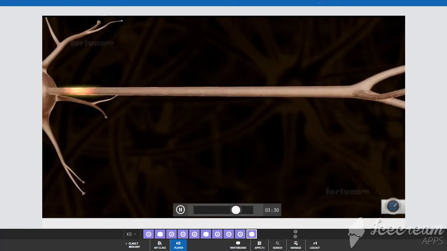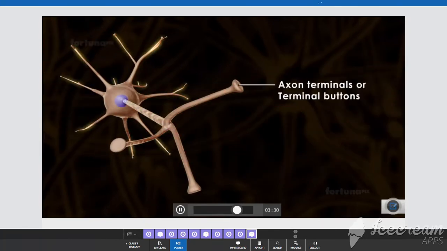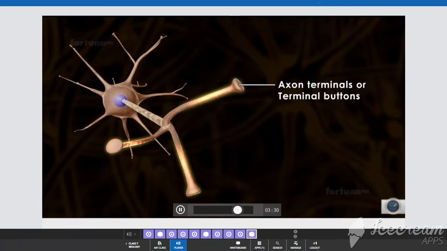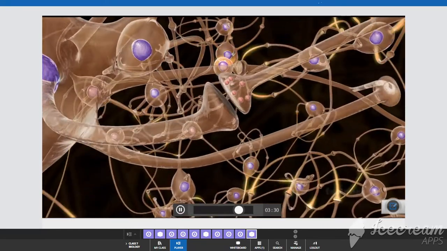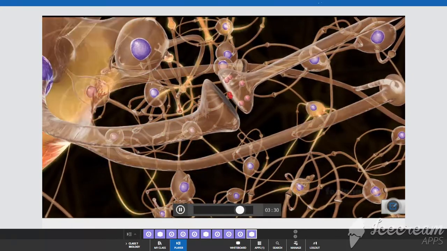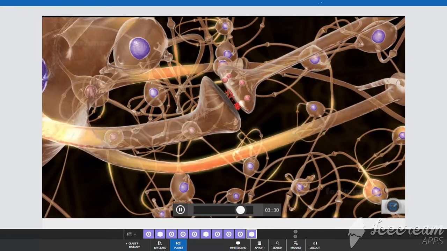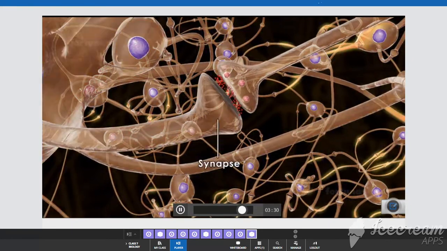Axons end in short branches with swollen tips known as axon terminals or terminal buttons. At the tip of the axon terminals are synaptic vesicles, which help to transmit impulses between axon terminals and dendrites along a tiny gap known as the synapse.